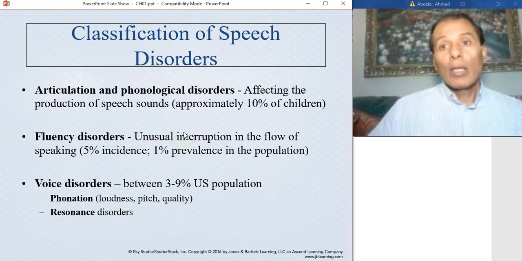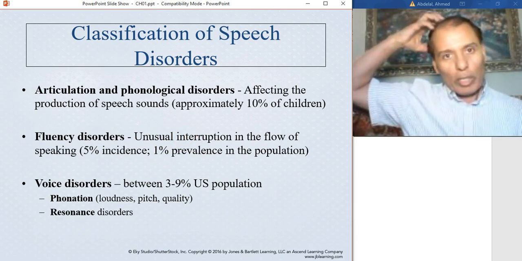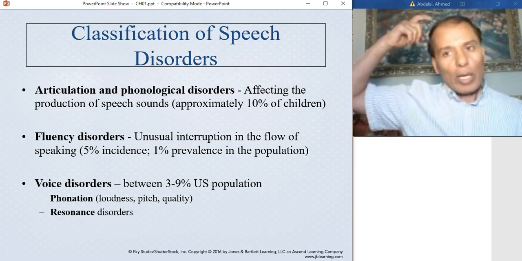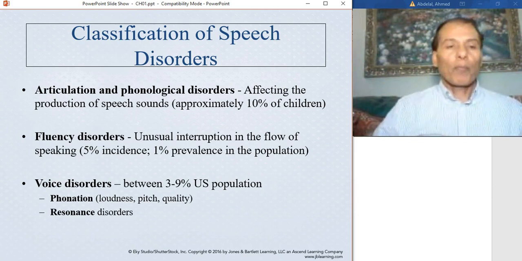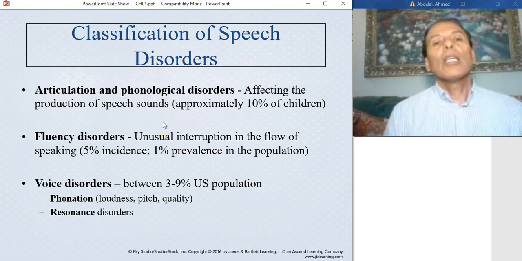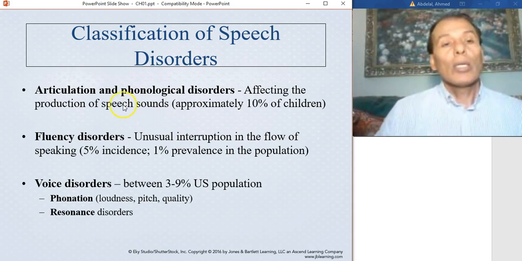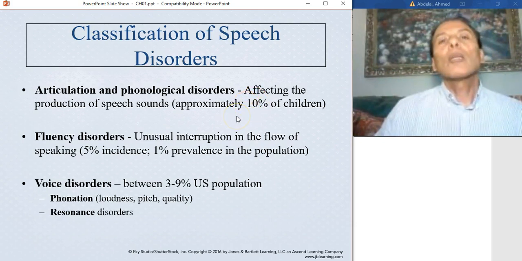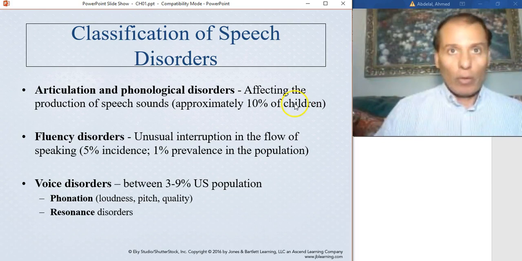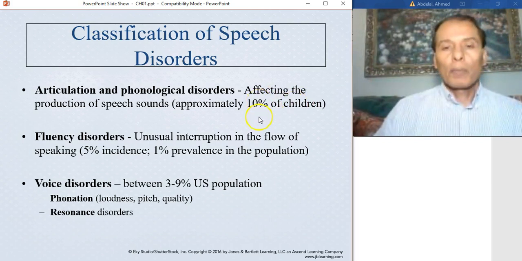Why do we list them as mental? That is because everything we do is based in the brain. All these problems are happening originally because in some way or another the brain is the source of them. So we have articulation disorder. This, by the way, is not called articulation and phonological disorder. We have one disorder called speech sound disorder. But this is just a general term. So speech problems exist in about 10% of children. Not everyone. They exist in 10% of kids.